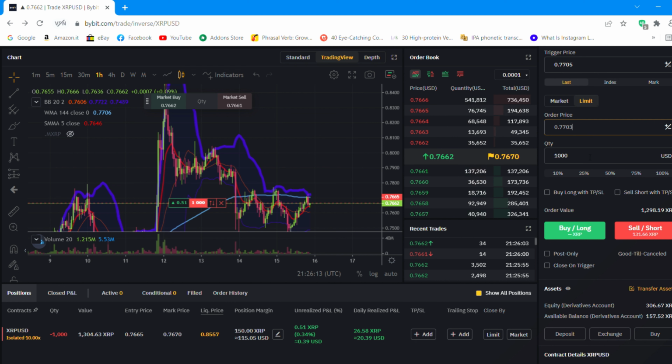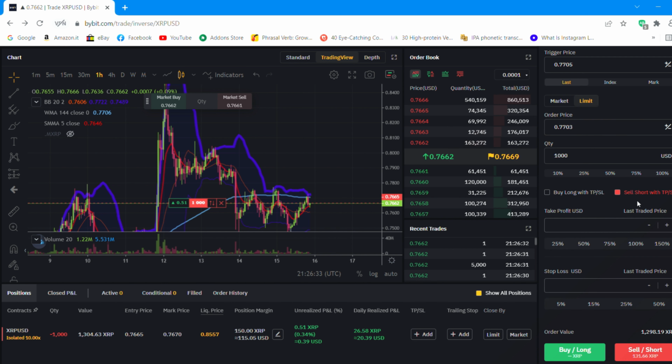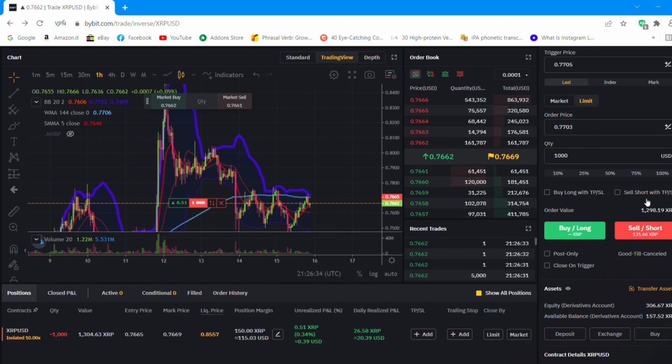Just to have that little bit of a cent thing, just to make sure the system triggers. But you can put the same price. You can put the same trigger price as the same price as the limit. Then you can sell short with TP or stop loss, but we'll discuss these later. And then you have to click post only.